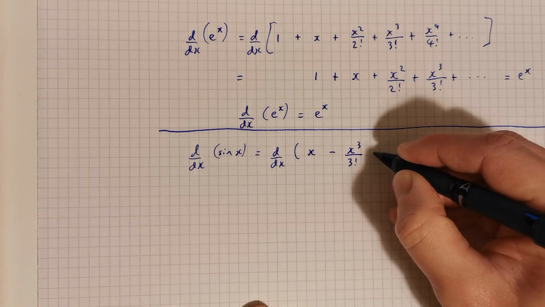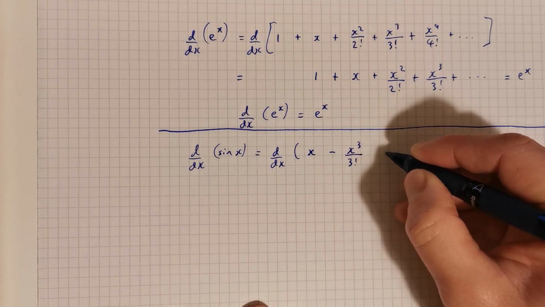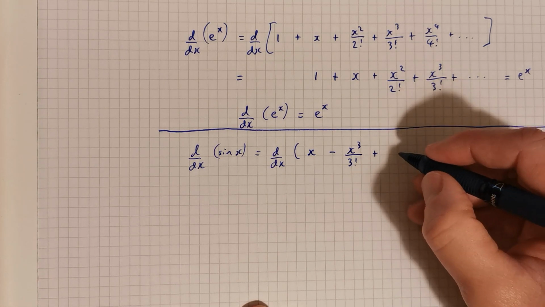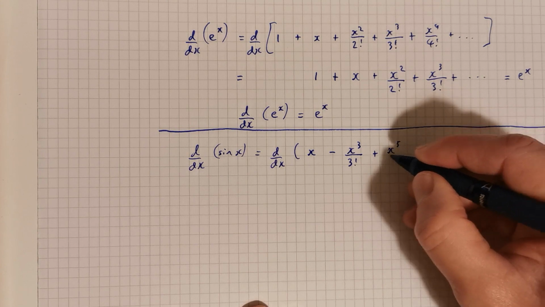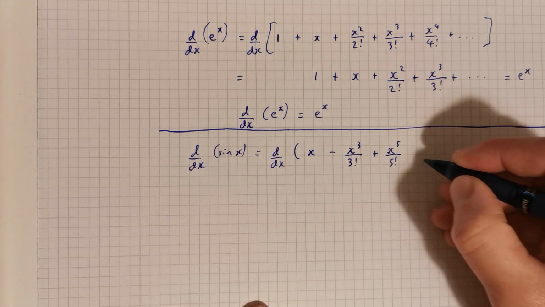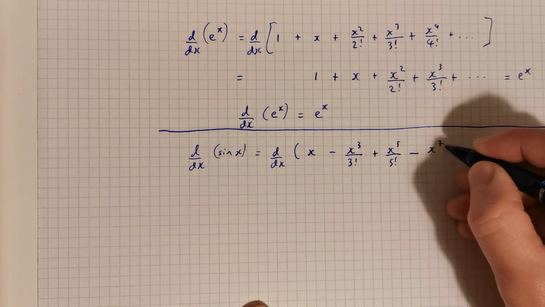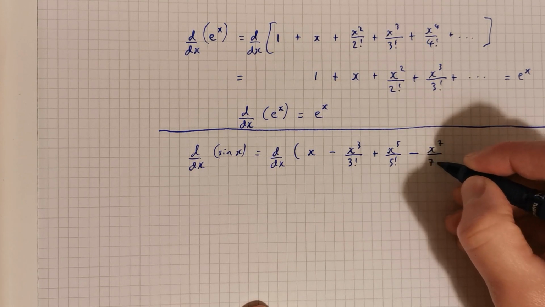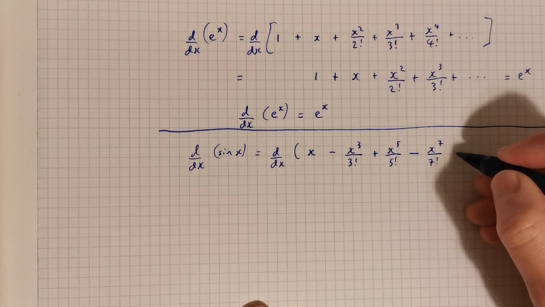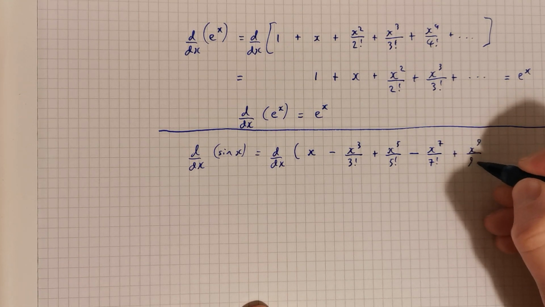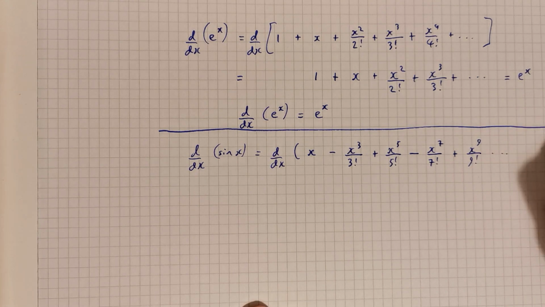Only the odd exponents are in there, and the signs alternate between negatives and positives. So the next one will be the next odd exponent, 5. Next odd factorial, 5. Subtract now. Next odd exponent, 7. Next odd factorial, 7. Add now. Next odd exponent, 9. Next odd factorial, 9. And that goes on forever and ever.